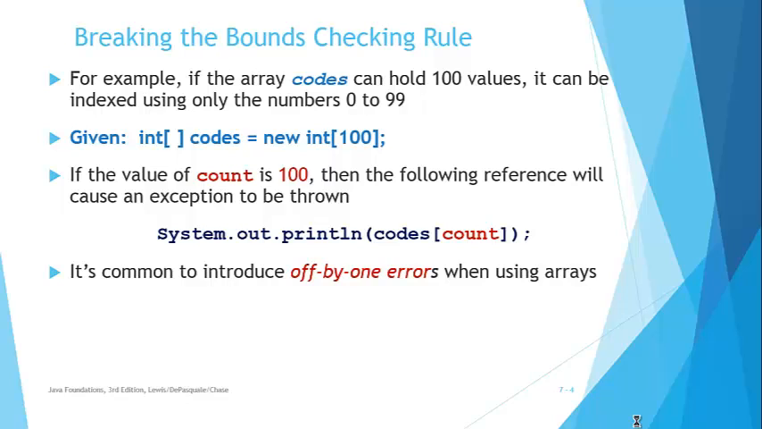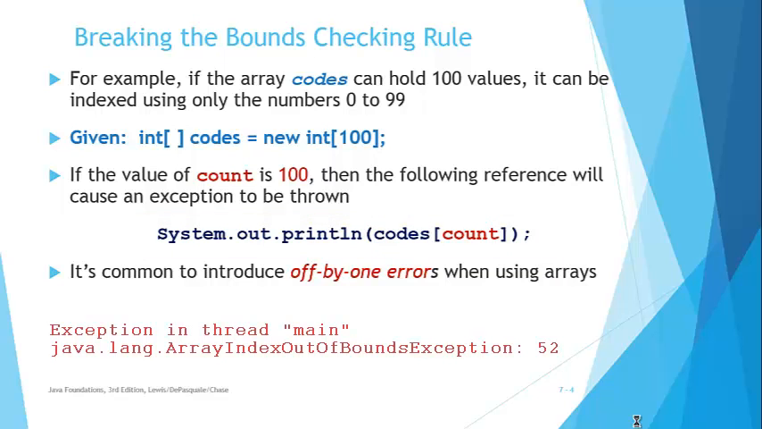What happens if we break the bounds checking rule? Let's examine two common mistakes that would break the boundary checking rules. Given an int array named codes that has a size of 100, we know that the elements are indexed from 0 to 99. If the value of count gets set to 100, and our program attempts to print out codes[count], Java will throw an out-of-bounds exception. This will be written in red on the output screen, with a reference to the offending line number in the program file.